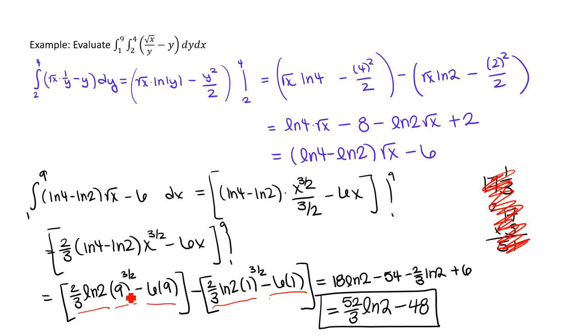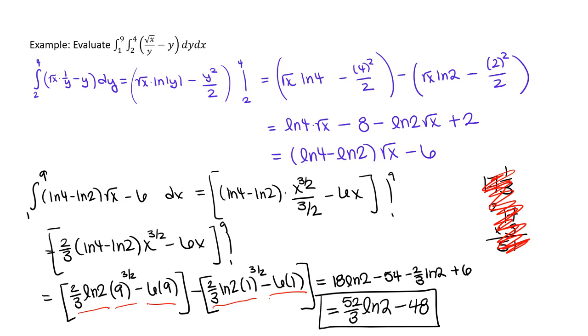9 to the 3/2 should be 27. 27 times 2/3 is 18. So I got 18 ln 2 minus 54 minus 2/3 ln 2 plus 6. And then I combined like terms, and 18 minus 2/3 was 17 1/3, so 52/3 ln 2. And then minus 54 plus 6 is minus 48. You can double check my work on a calculator if you want, but there is my final answer for this double or iterated integral.